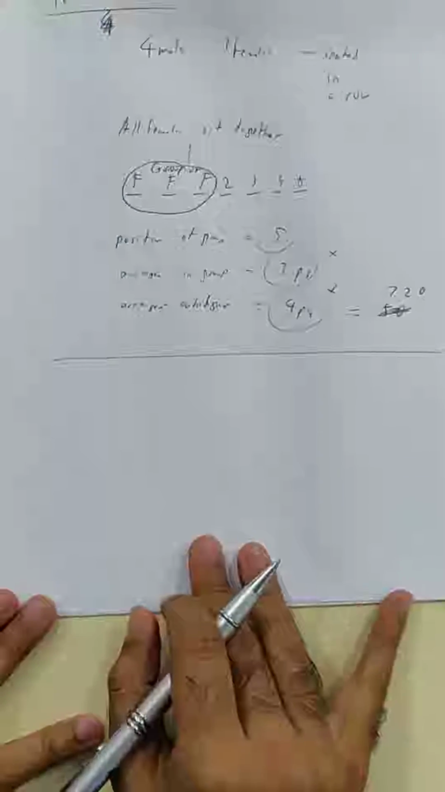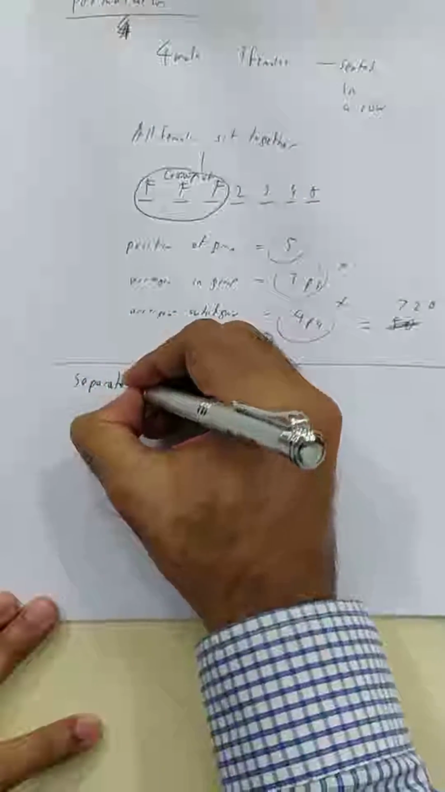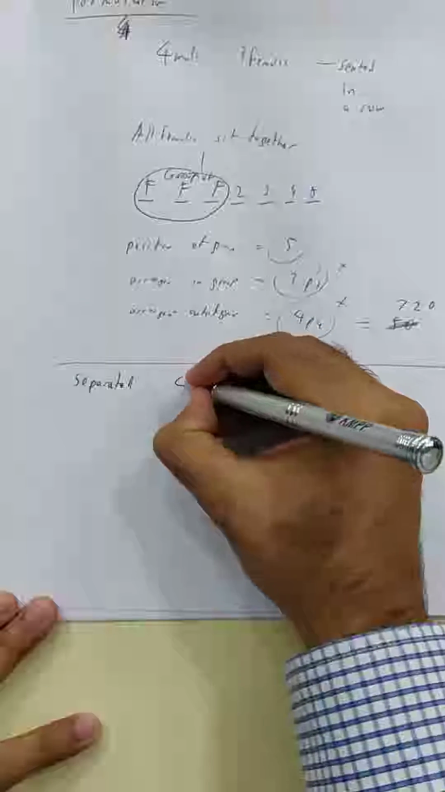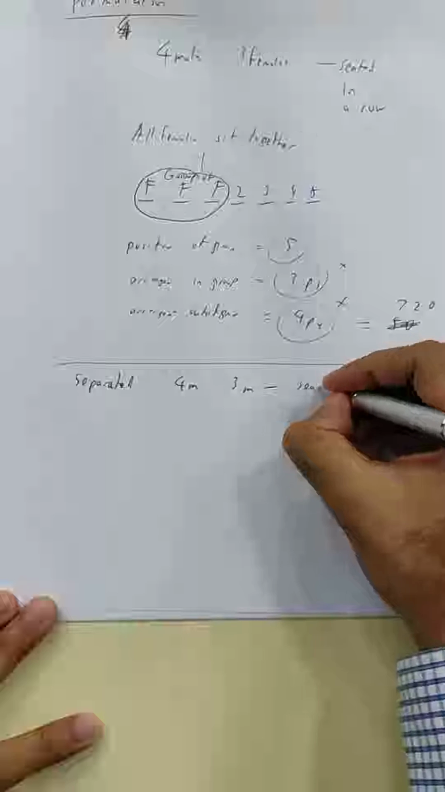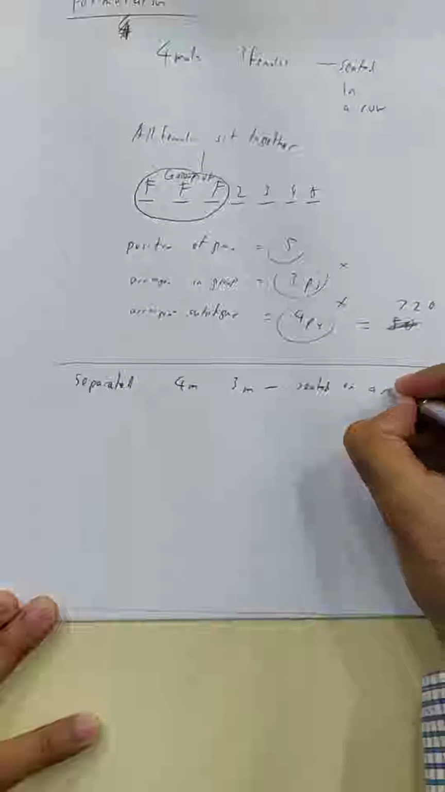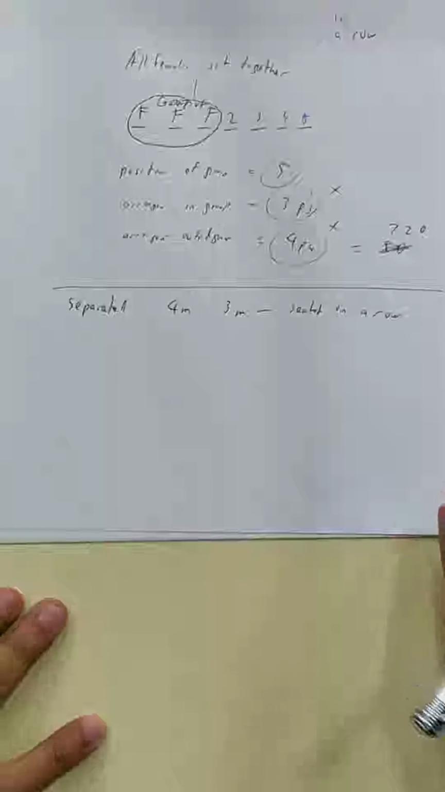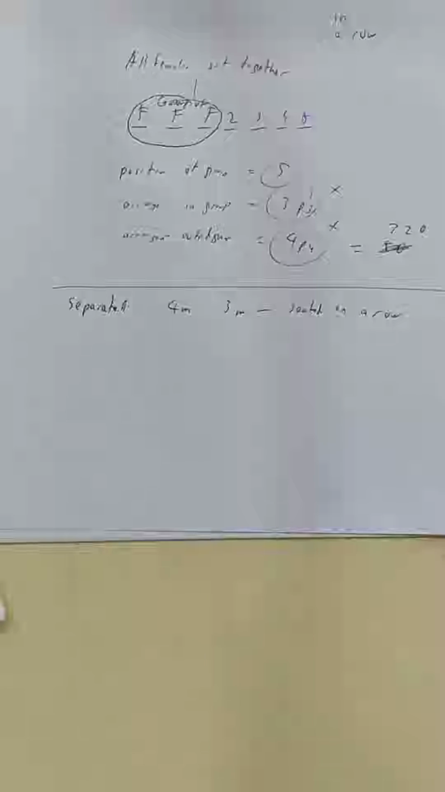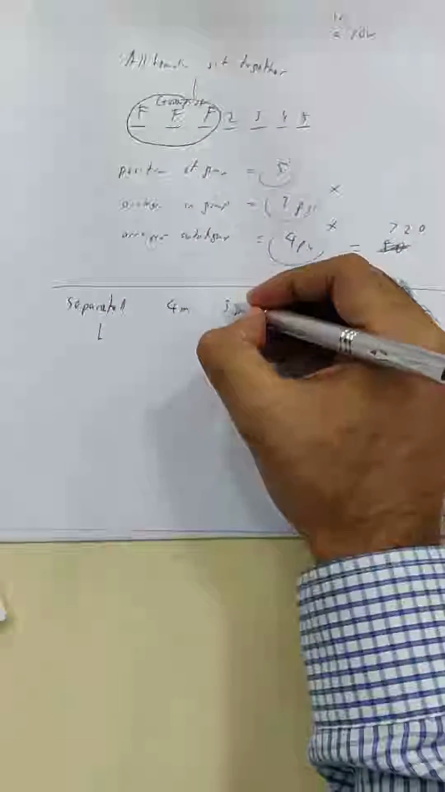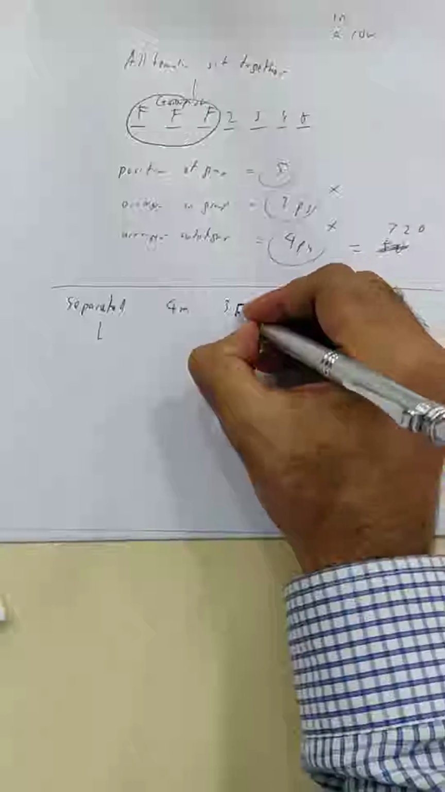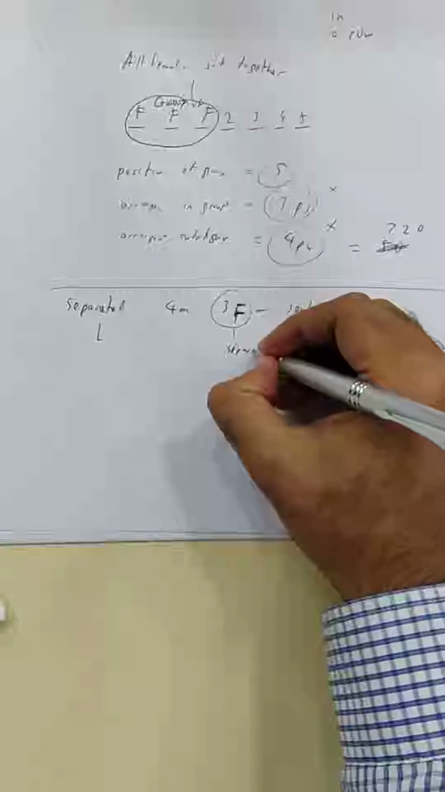Okay, let's continue. The next case is the separated case. We are still using the same number of people: 4 males and 3 females seated in a row. Sorry, not together, seated in a row. Alright, separated here means the females are separated. Oh my goodness, 3 females, and these need to be separated. What does it mean by separated?